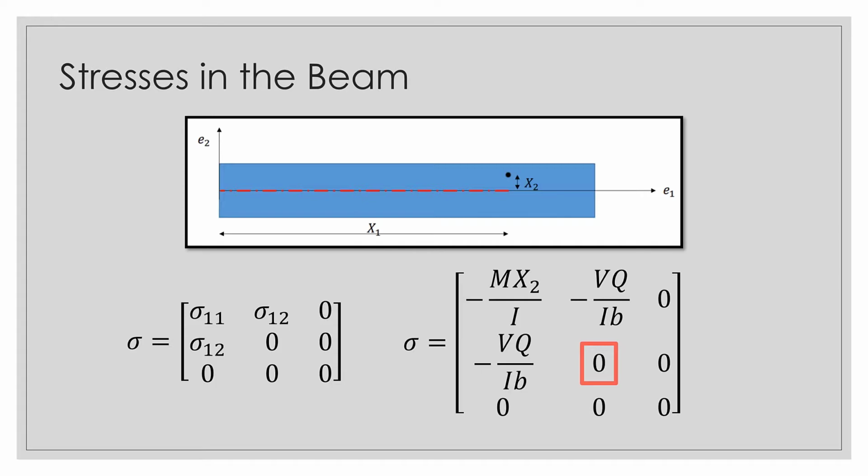It's easy to see why all the sigma that involves a 3 is equal to 0, because we're looking at 2 dimensions. So why is sigma 2, 2 equal to 0? Well, this is actually a result of ignoring the Poisson's ratio effect. And as we're ignoring that Poisson ratio effect, we have no sigma 2, 2. So that's why there is no sigma 2, 2. And you guys should be nice and happy, because that just means that there's one less term to worry about.